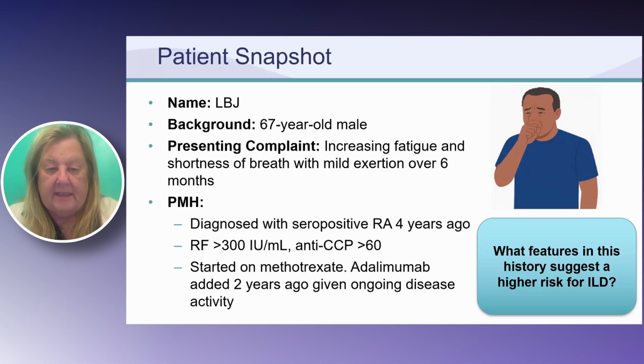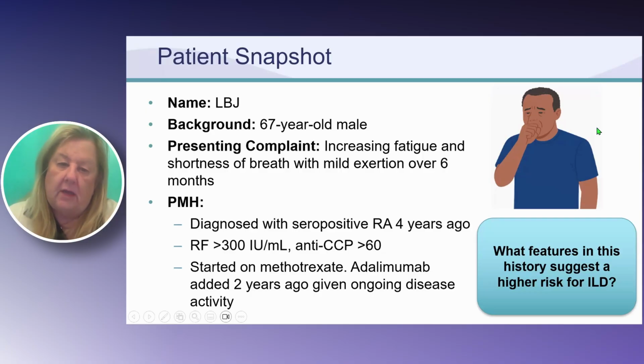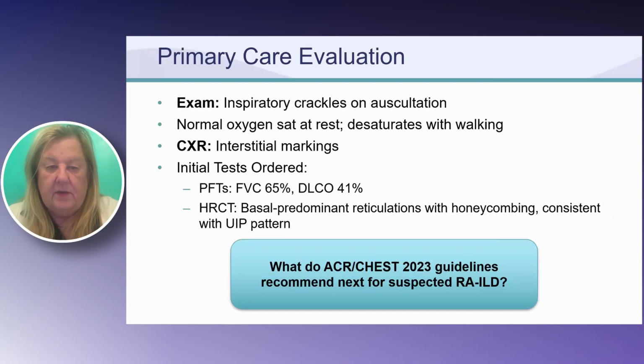I feel that, really, as we learned, just having an aggressive rheumatoid arthritis, we see those patients in our practice, both in rheumatology and pulmonary. So on exam, this patient's got some inspiratory crackles on auscultation, normal oxygen sat, but he desaturates with walking. Chest x-ray has some interstitial markings.